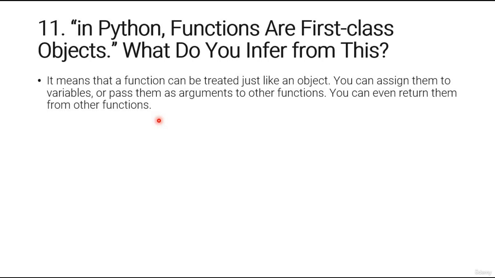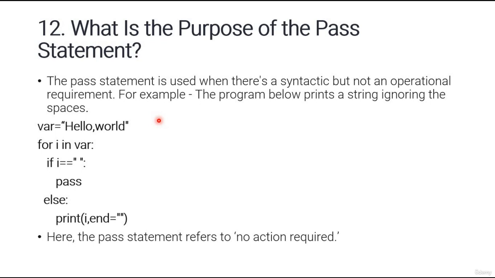Now move on to question number 12. What is the purpose of the pass statement? The pass statement is used when there is a syntactic but not an operational requirement. In this example, as you can see here, I have used this if statement, if i is equal to an empty string, and then I have not mentioned any expression over here. So I simply type pass. By typing pass, the code editor will not give us an error because it is acting as a null operation. So it actually acts as a placeholder or a null operation, or no action required sometimes. So else print i, end.